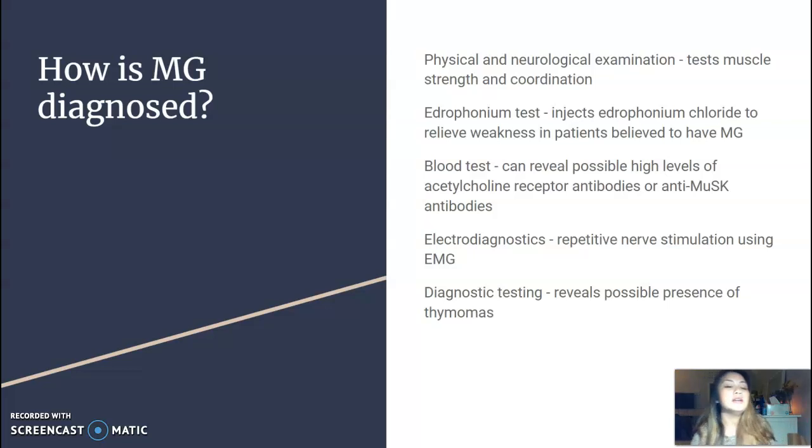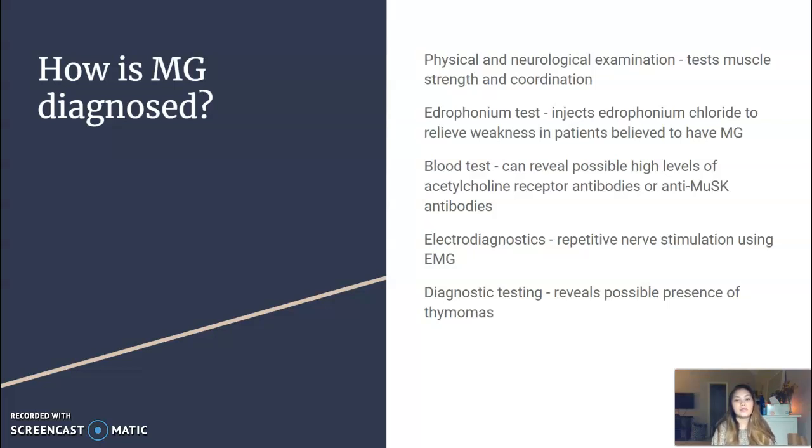So, moving on, myasthenia gravis can be diagnosed through a few different ways, the most basic of being a physical and neurological examination which tests muscle strength and coordination. The second type of diagnosis can be done through an edrophonium test, which injects edrophonium chloride, which is meant to relieve muscle weakness. So this is only to treat a symptom that is active in patients that are believed to have myasthenia gravis.